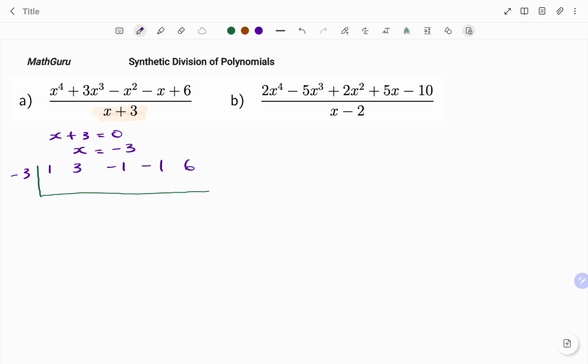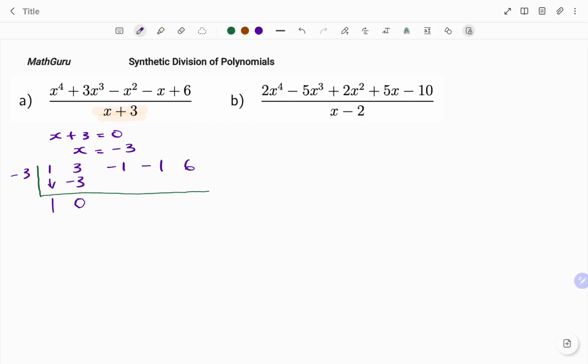The next step is I'm going to drop the first coefficient, which is 1. I'm going to drop that down, and then I write my 1, and then I multiply my negative 3 by 1, which will give me negative 3, and then I write the answer under the next column, which is negative 3. The next step, I'm going to add that together. That's 3 plus negative 3. That will give me 0.